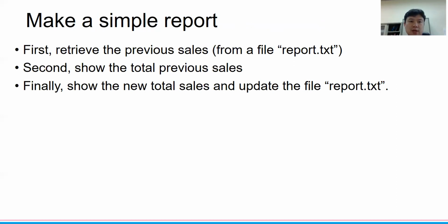First, we need to make one simple report file. We will create this file in Eclipse, and we need to use report.txt. Second, you need to show the total previous sales. Let's say you have orders from yesterday, orders from 2 days ago, and orders from last month. You want to show all the orders, so you can just use the file. In this case, it's just the txt file, and you want to show all the previous sales, know the new total sales, and update it into the file report.txt.